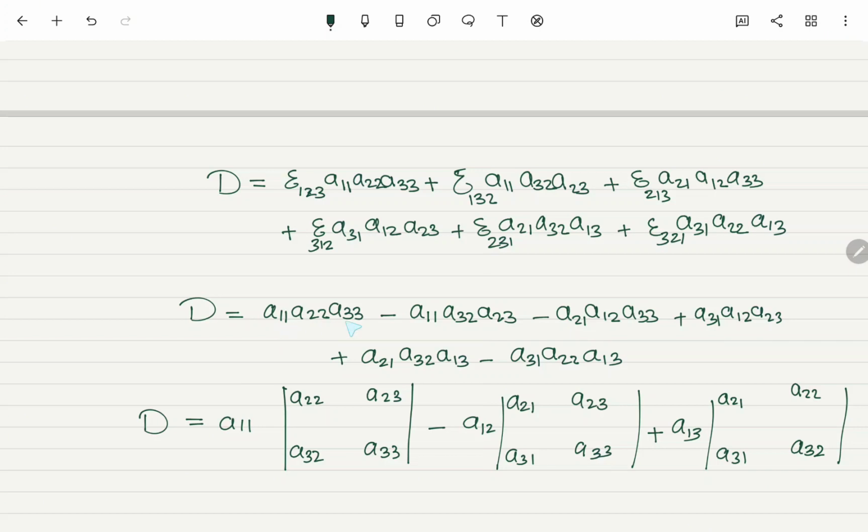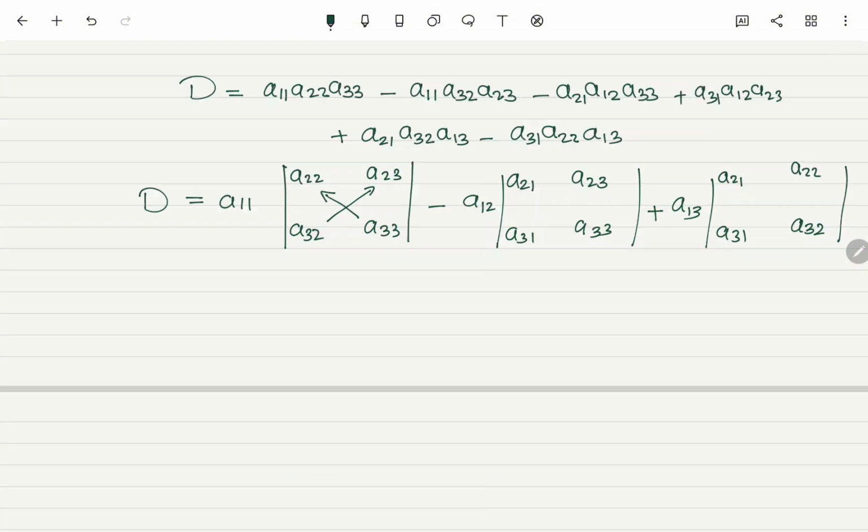Remember, if we take A11 as a common factor here, you will get A22, A33, this with this, minus A32, A23, which is this with this. Same thing applies here, and same thing applies here as well.